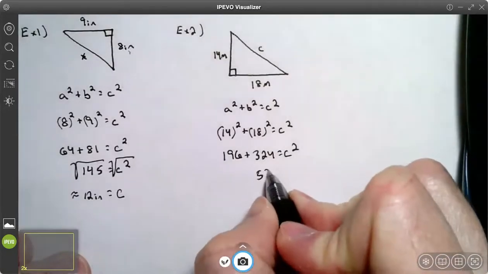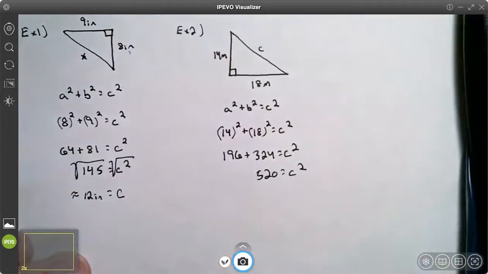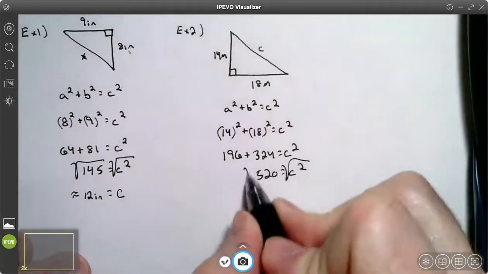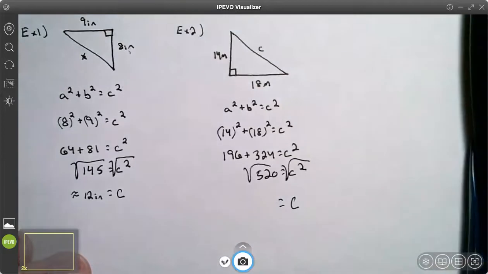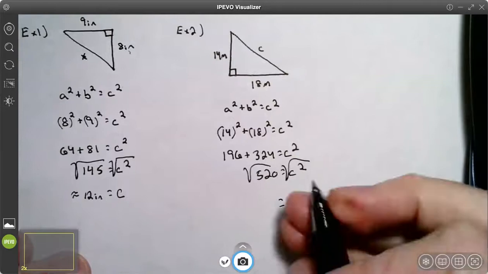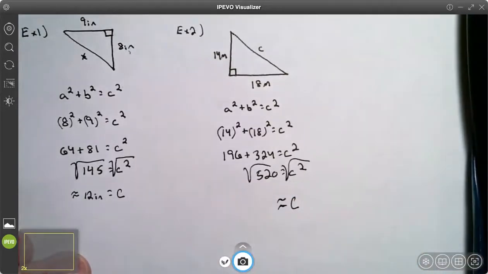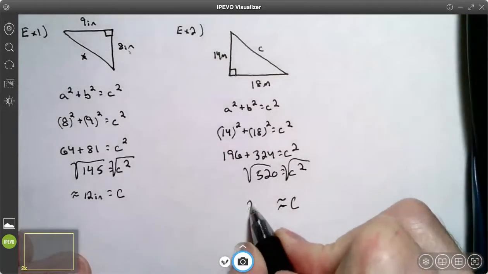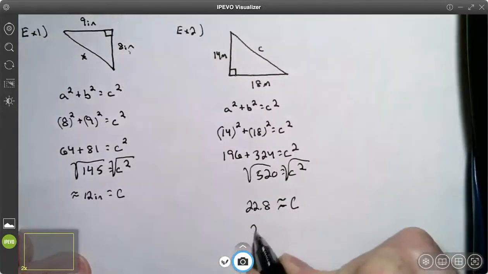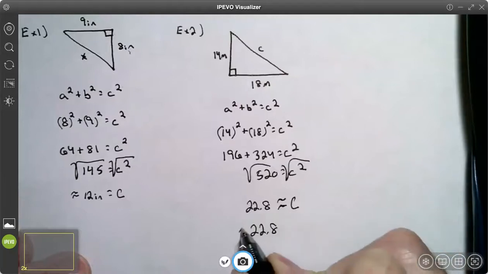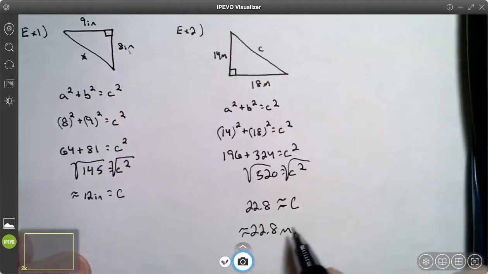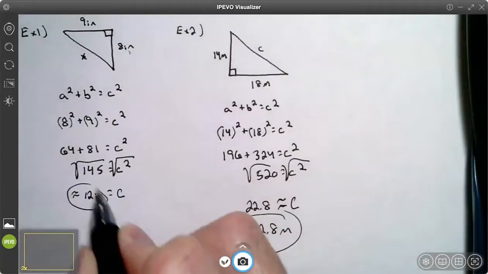I get 520. And when I take the square root of both sides, the square root of 520 is 22.8035085. Normally you round, and I'm going to use about equal to signs because I am going to round here. It's about 22.8, which is about 22.8 meters in this case, would be our answer.